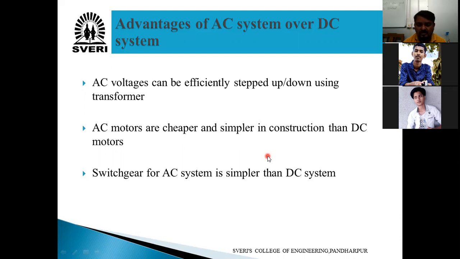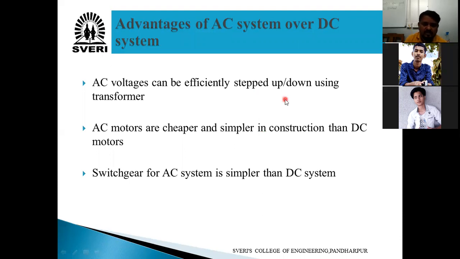So researches are going on that one. Your house LEDs are also going to acquire DC supply only nowadays. So we can shift from AC to DC also. But these are the advantages of AC system over DC system.